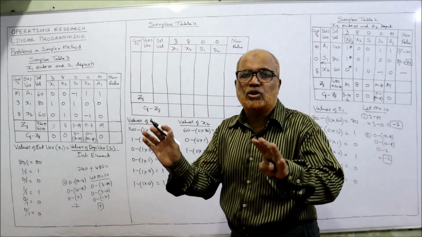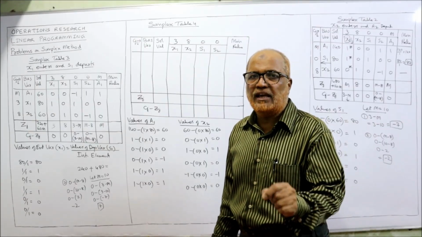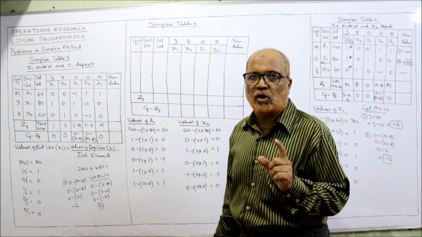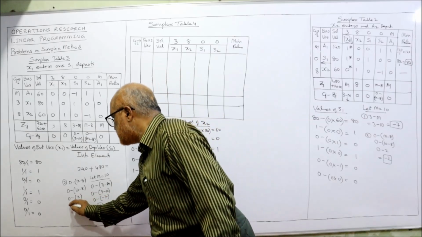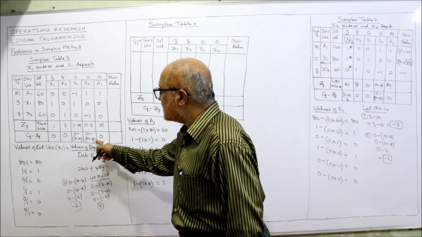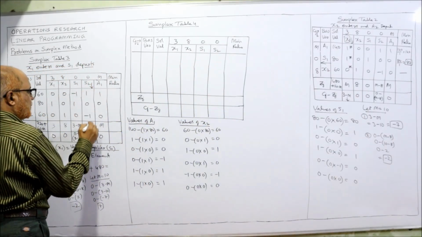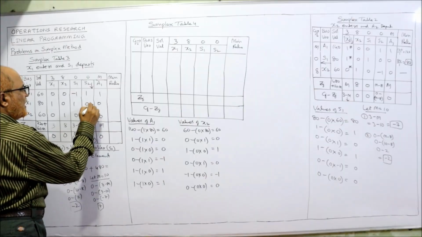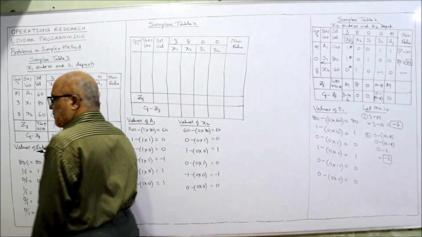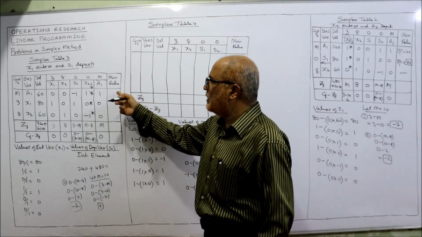That means this is not the optimum solution. One more table we have to make. If any negative appears, it is not optimal. So here minus 2 is negative, for which value? 0 minus 8. That means in the next table this S2 will enter. S2 will enter in the next table. Right? Now which one will depart? It depends on the minimum ratio.